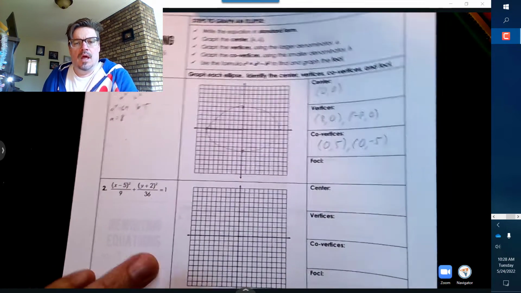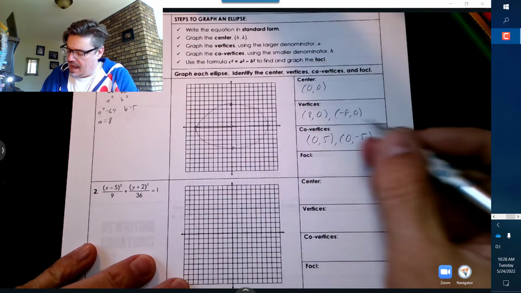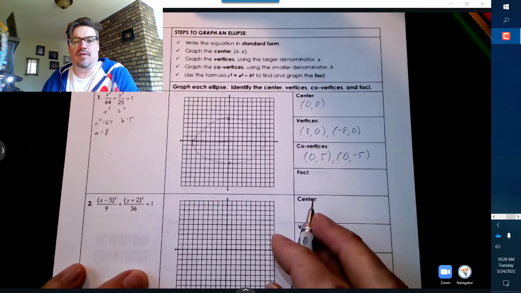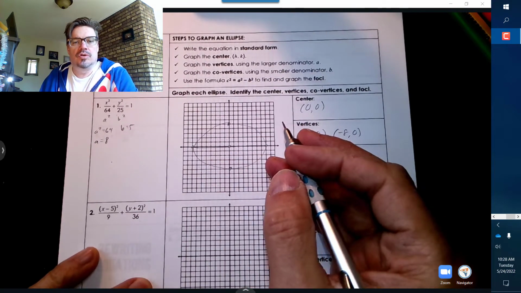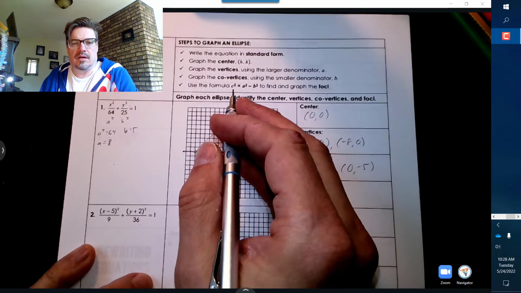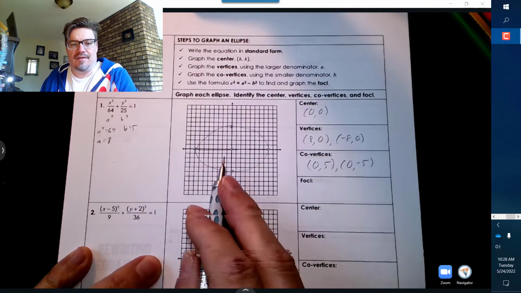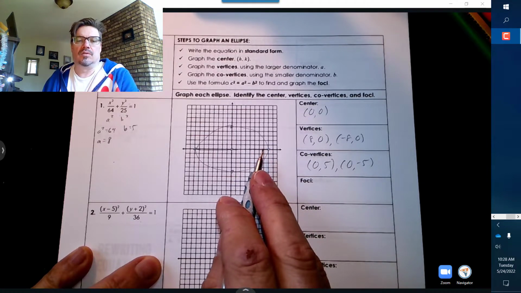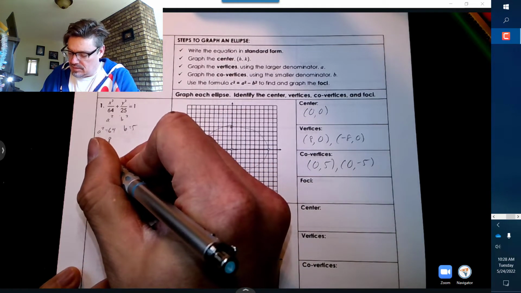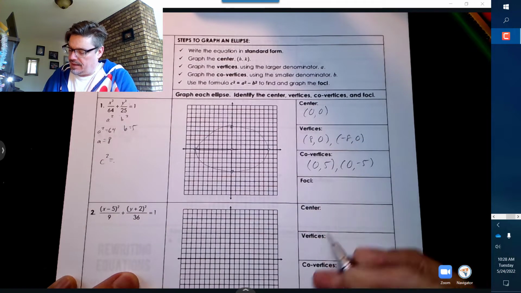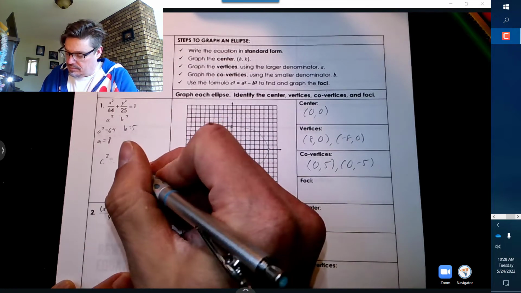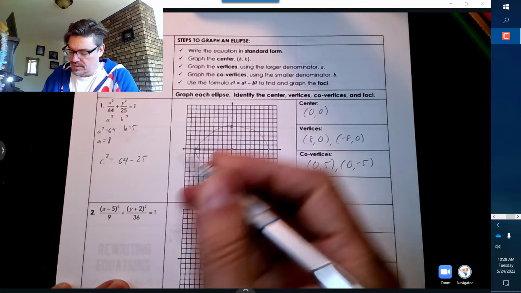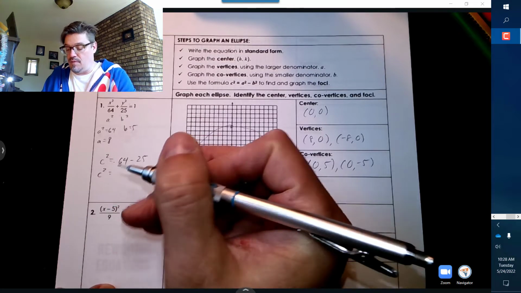Okay. Now the foci have to be along the major axis here. Now what you do for the foci is you use this little mini equation here to find out how far away from the center on the major axis your foci is. So what you do is you take this little piece here, and c squared equals a squared minus b squared. Okay, so c squared equals 64 minus 25.